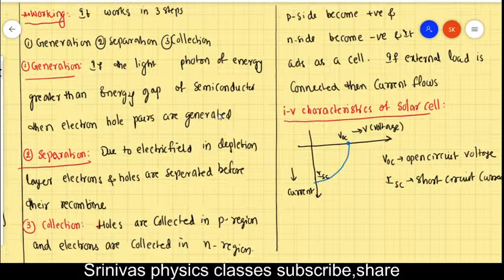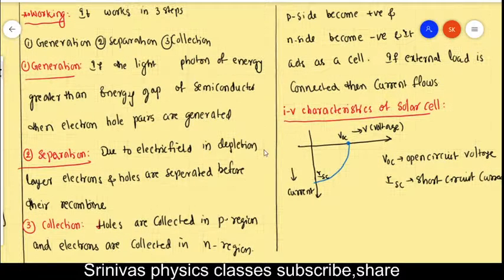This is a PN junction diode. When light falls on it, one side becomes positive and the other side becomes negative. That means it acts as a battery. In the open circuit, there is some potential difference. If you connect some load resistance, then the current will flow.